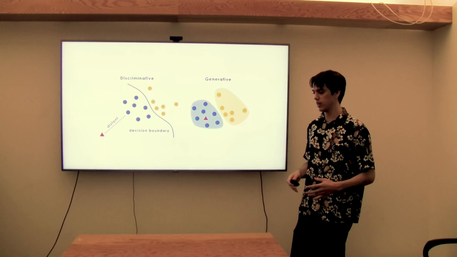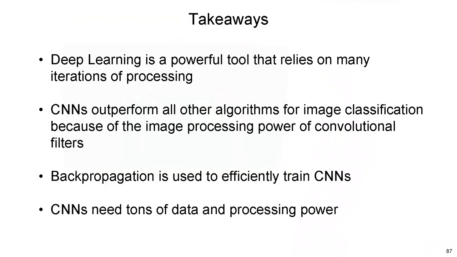So the main takeaways from our presentation, the salient points, are that deep learning is a very powerful tool for image classification, and it relies on multiple layers of a network, so multiple processing layers. Also, CNNs outperform basically every other method for classifying images, and that's their primary use right now. We're currently exploring other uses, but that's generally where it's at. And this is because convolutional filters are just so incredibly powerful. They're just very fast and very efficient.